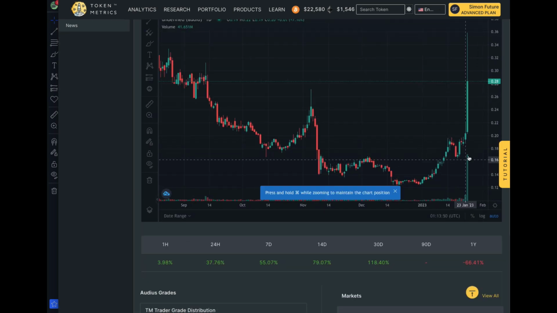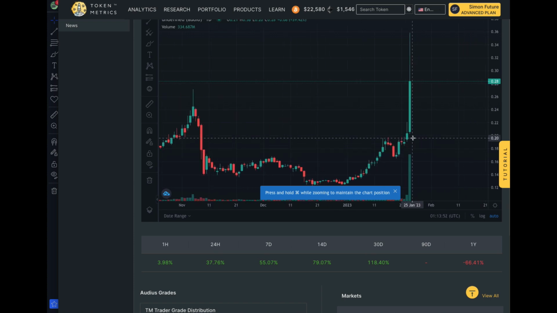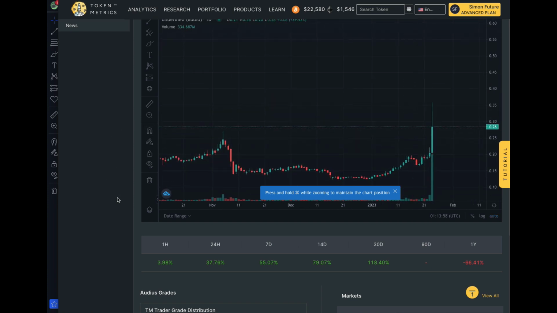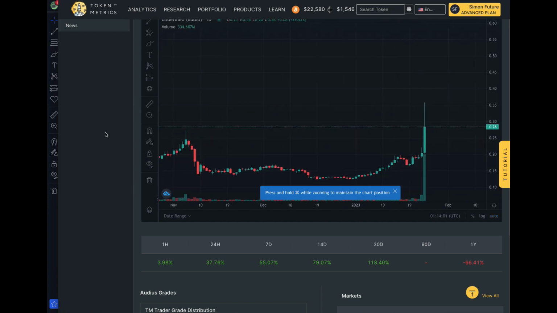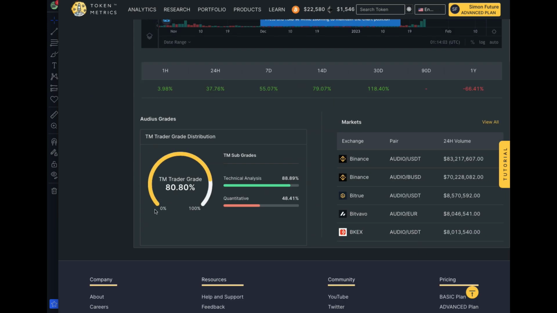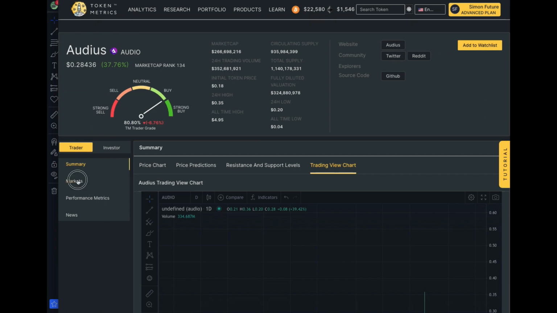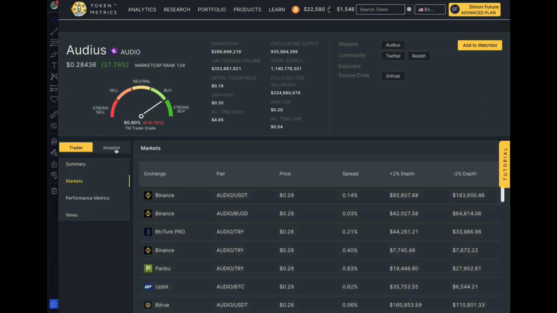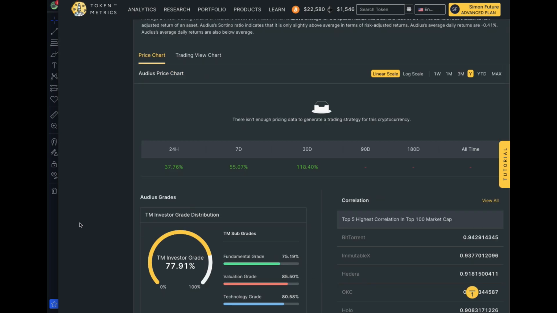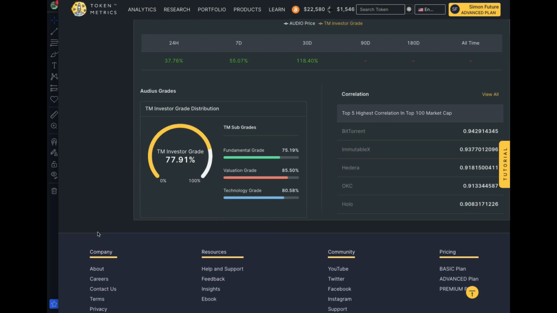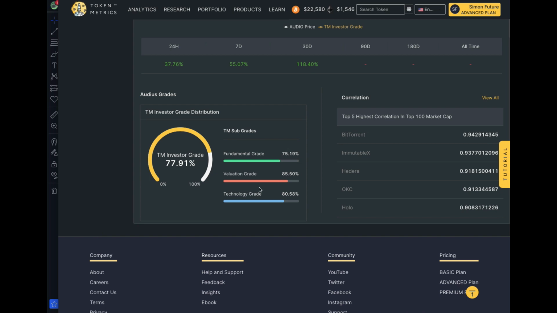Yeah, look at that volume. Wow, look at this pump. Look at that, Audius, 80%. Token Metrics gave you the move. Let's go to the investor grade, 77%, still great. Fundamental grade, 75. Valuation, 85. Technology grade, 80.